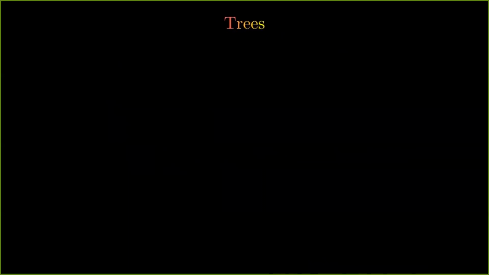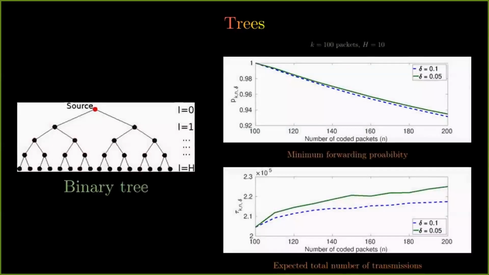However, this behavior is not seen on trees. For example, let's consider a binary tree with the root node being the source. Here again, the plots of the forwarding probability and the total number of transmissions are provided. Here you can observe that the total number of transmissions increases with the number of coded packets, saying that there is no benefit to coding.